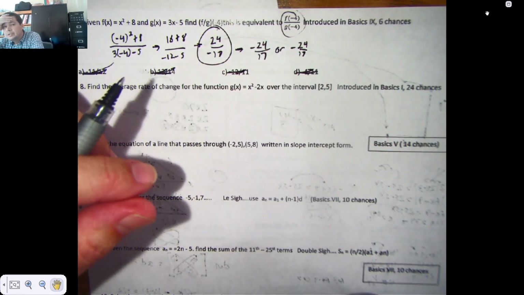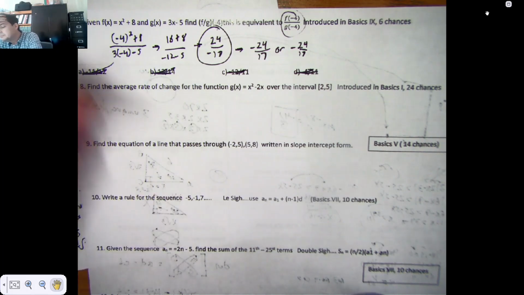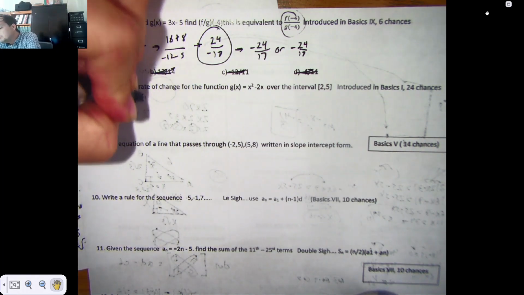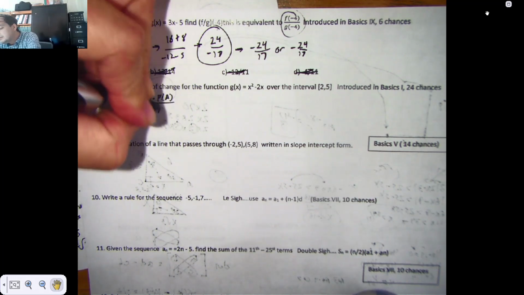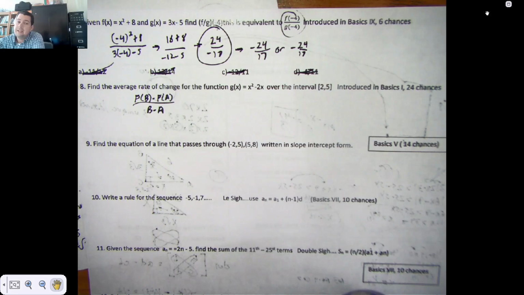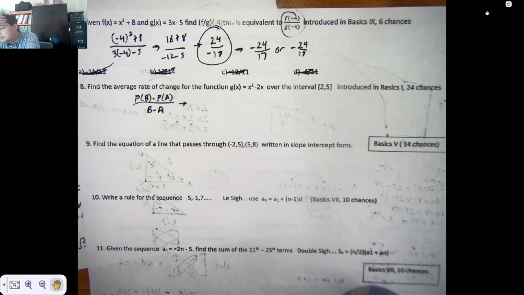8's average rate of change, introduced in Basics 1. You've had 24 chances to get this thing figured out. It was introduced in Basics 1, so go back and look at the bonus questions. It was there. Probably as a class, we're at around 50% getting this correct, which is way better than the state percentage. That's the goal, be better. But still, it could be better.